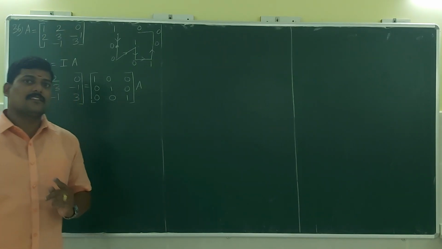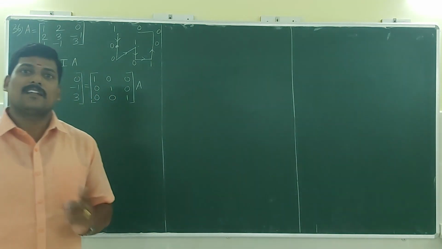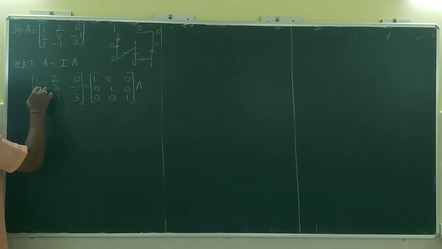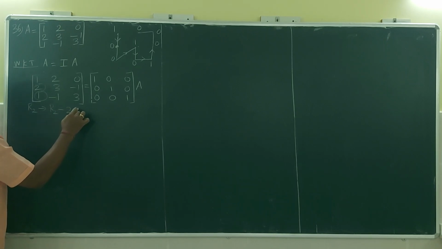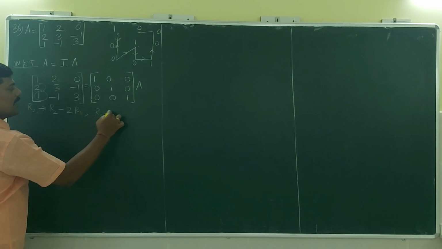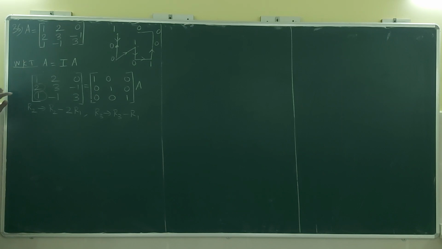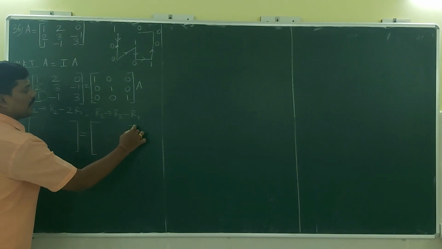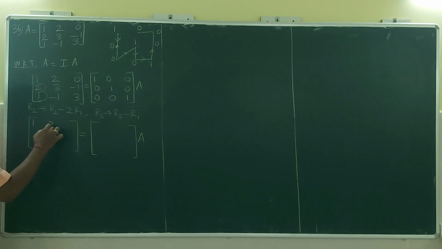I can use two operations in one step so that I can save time. For the second row, R2 implies R2 minus 2 times R1. Am I right? 2 minus 2 into 1 will give you 0. And similarly, R3 implies R3 minus R1. Third row minus first row will give you this element 0. So I am applying operations for two rows; the first row alone will be as it is, and there is a change in the second row and the third row.